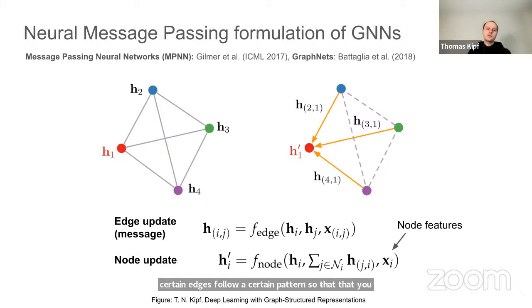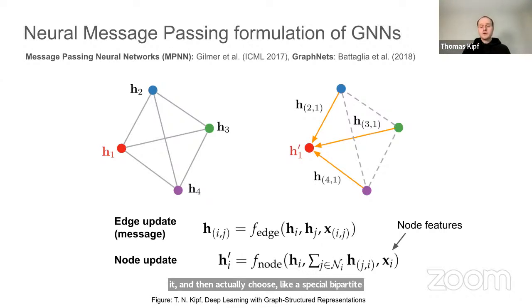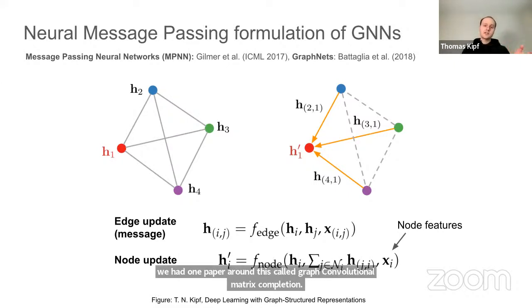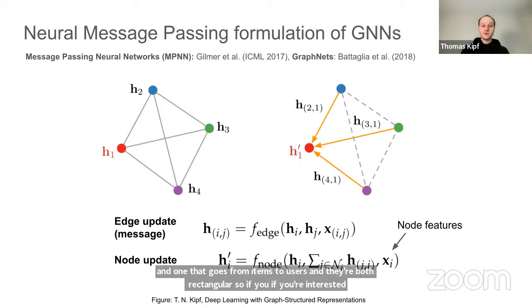You can be a bit more informed about it, and choose a special bipartite message passing scheme. We had one paper around this called graph convolutional matrix completion, where we use graph neural networks for recommender systems, where you have a bipartite graph between users and items. You then only pass messages from users to items and items to users, which boils down to having two adjacency matrices, one from users to items and one from items to users, and they're both rectangular. If you're interested to learn more, I recommend looking into this paper called graph convolutional matrix completion.